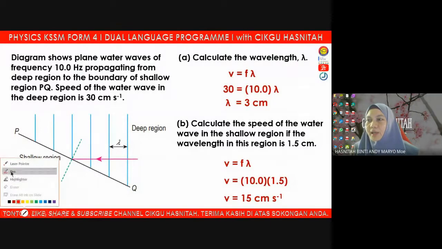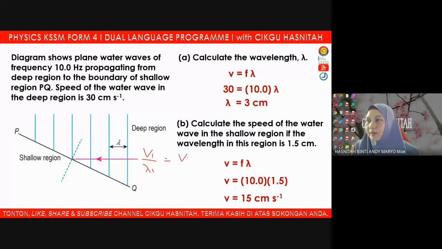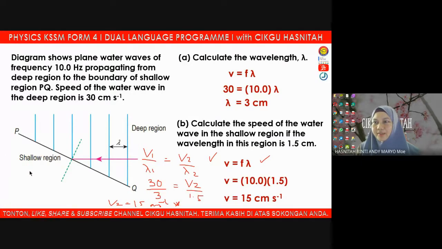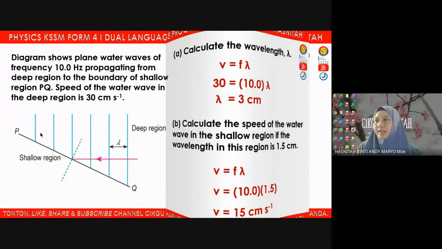Second option, you can also apply this equation: V1 lambda 1 equals V2 lambda 2. So here is 3, and this is 30, here is 3, and then we are looking for V2, here is 1.5. So you're going to end up with the same answer, 15 centimeter per second. So any method is acceptable. Okay, are you clear with this question? All right, so let us move to the next one.